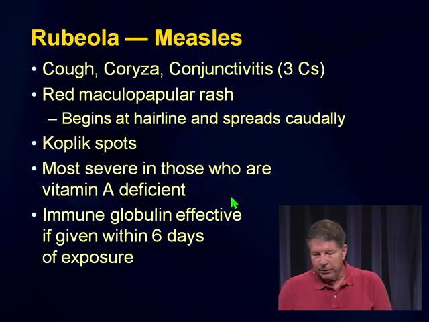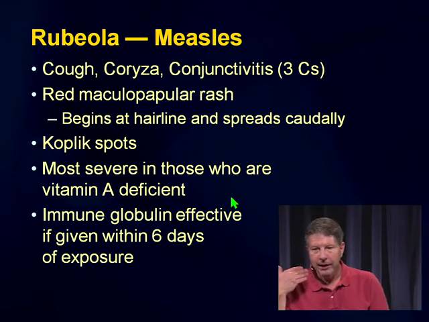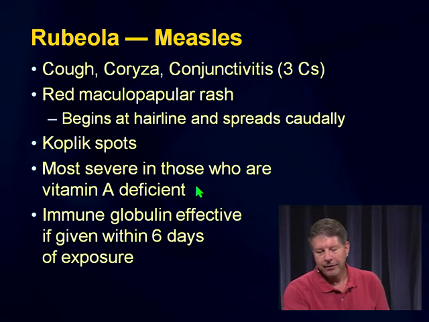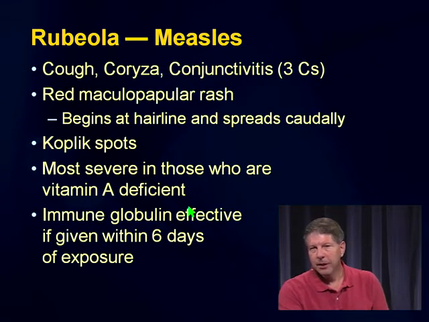All right, measles, cough, coryza, conjunctivitis. They get the rash. It begins at the hairline and goes south. They have the Koplik spots. Remember, and this is important, I think, for the test, it's more severe in those who are vitamin A deficient. So that's why we have such a big problem with measles in Africa, because these kids are commonly vitamin A deficient, and they're more commonly going to have severe disease with measles.